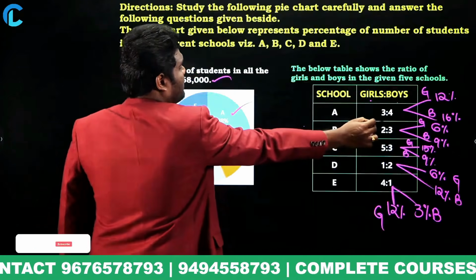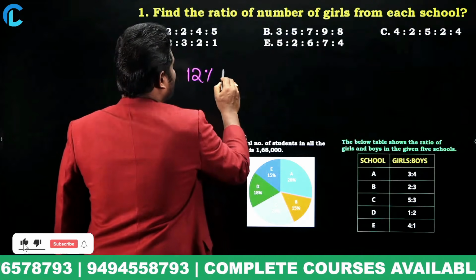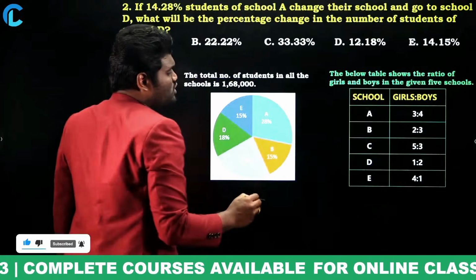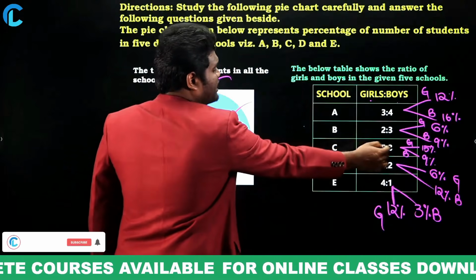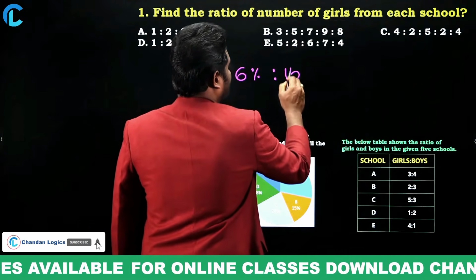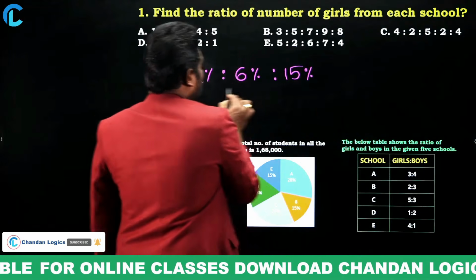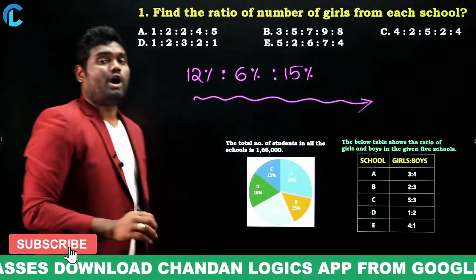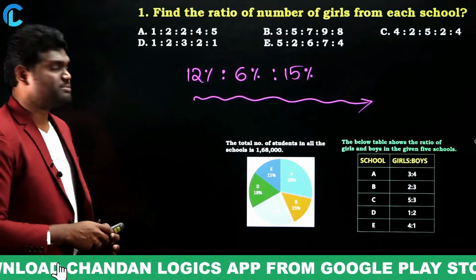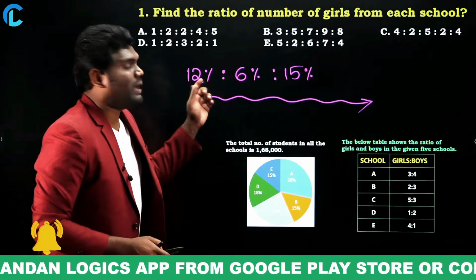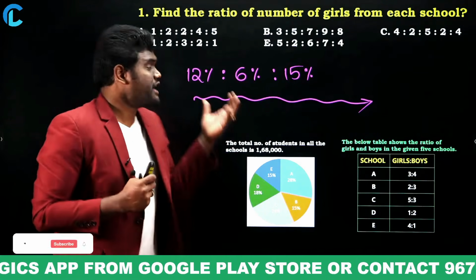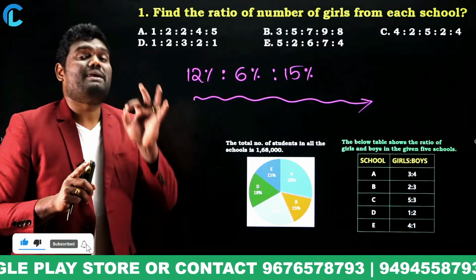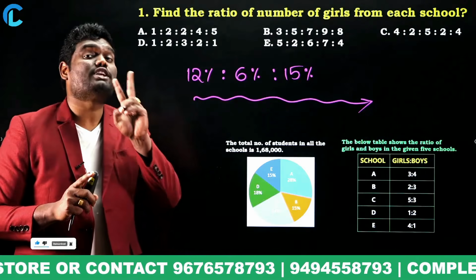Next, in school B, girls how much? In school B, girls 6%. Next, in school C, girls 15%. Actually, the remaining ones you can write if you want, or else you can stop here. If you observe here, 12:6, if you calculate the ratio, is going to be how much? 2:1. Yes or no? The ratio should be 2:1, which means our answer should also have a 2:1 ratio.